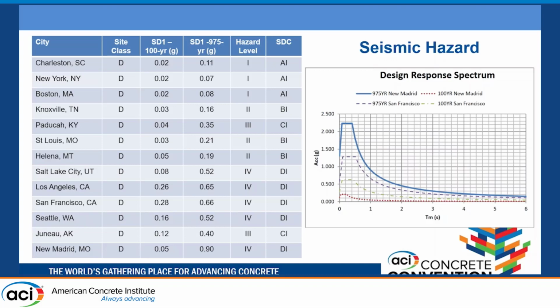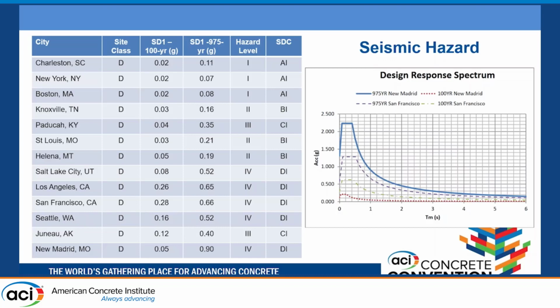Paducah, Kentucky, which is starting to get into that New Madrid area of the central U.S., as is St. Louis, and then Helena, Montana is in kind of the periphery of the Yellowstone hotspot, so a little higher seismic. Salt Lake City and the Wasatch Range and fault is pretty high. LA and San Francisco, obviously. Seattle, Cascadia subduction zone. Juneau, Alaska, with its seismic zones in that area, and then New Madrid itself. This last one's kind of right on the bullseye.